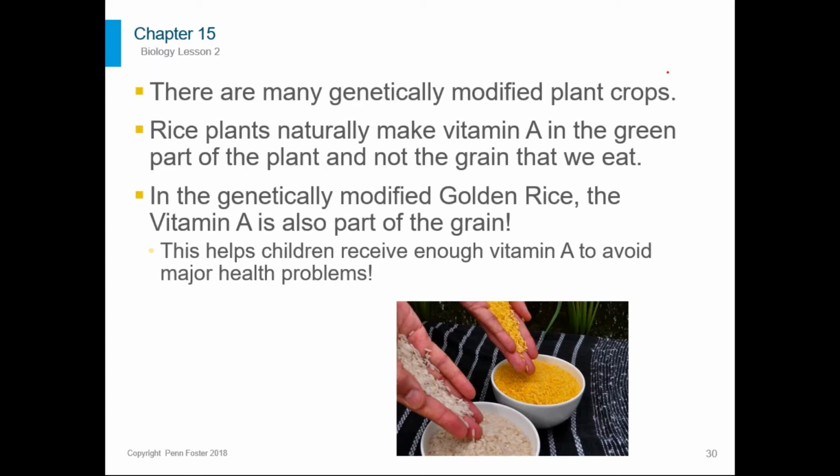So this is a solution to a problem in many parts of the world where people rely on rice as a staple food that might be someone's entire meal for the day. So it helps children receive enough vitamin A to avoid vitamin A deficiency, which leads to eye blindness or other eye problems and some other health problems.